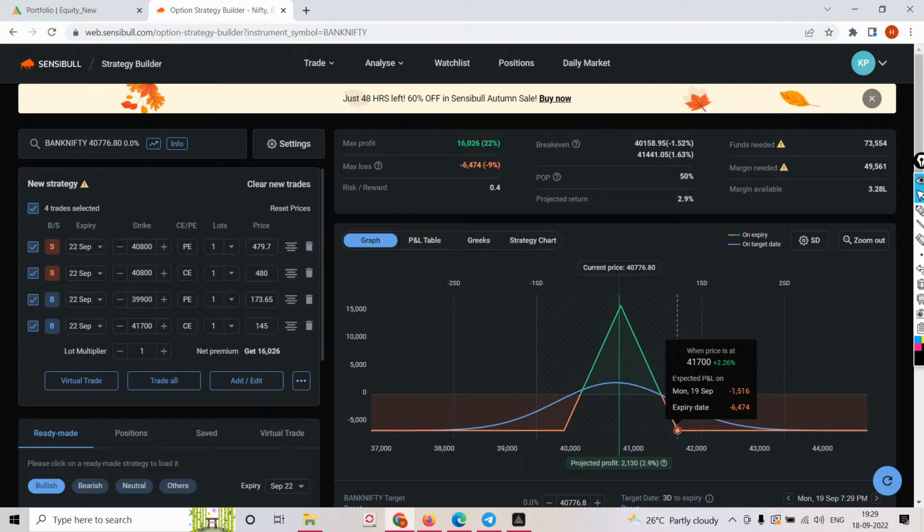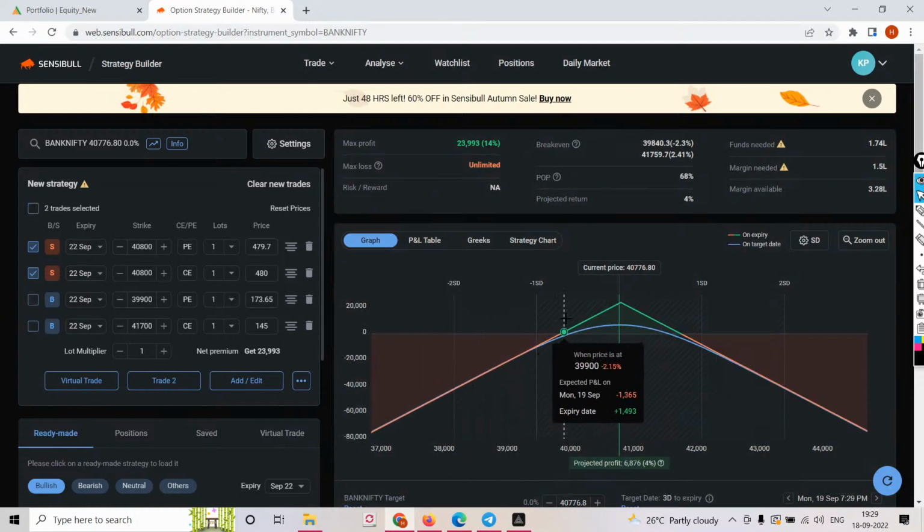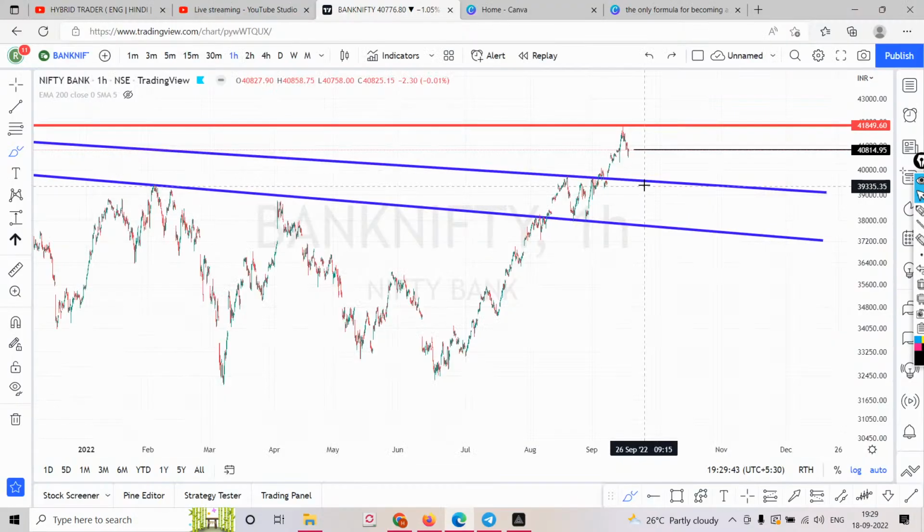We are not discussing iron fly here. We are just discussing potential trades. If not, the video will become lengthy. Right? You can go for iron fly. I'll just remove these two legs. That's it. I can go for one straddle also, because the market is standing here. It can go up, right? It can go up or it can come down.